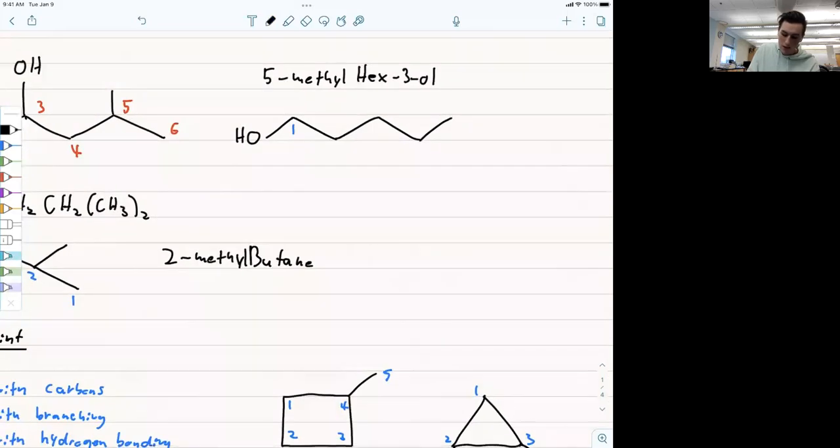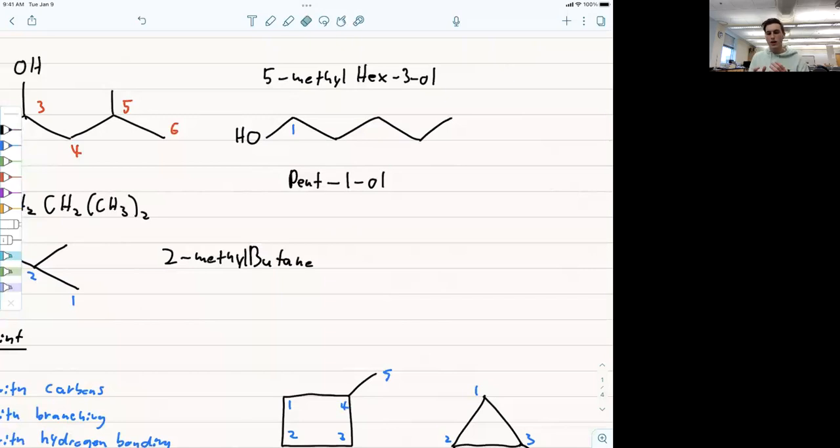I could say pentanol. In this case, that would be correct. I could say 1-pentanol, and that would be correct. But if I want to cut it off early, then I would do this: pentan-1-ol, and that would be correct.